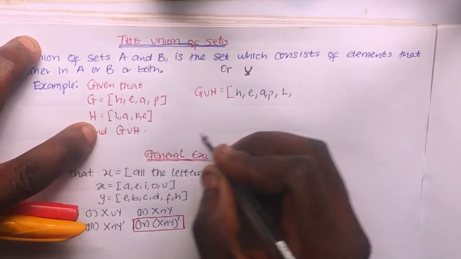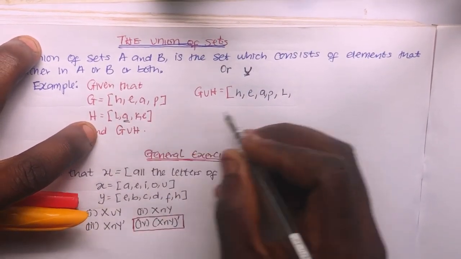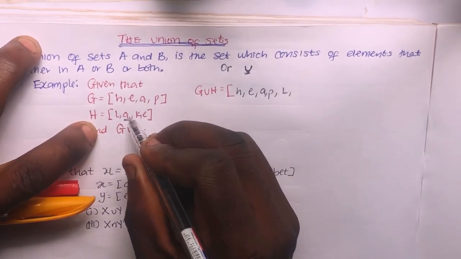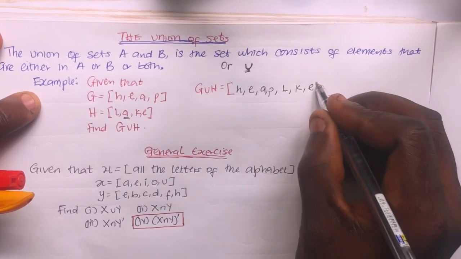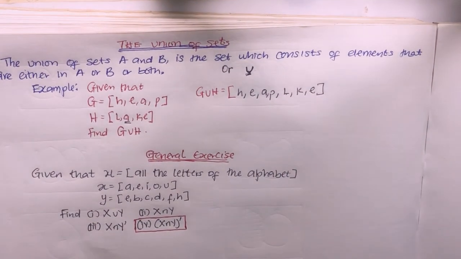L, you are going to write it together. But take note of this A. You are not going to include A again. Since A is found here, they are not going to repeat it twice. So in this case, you have K and also E. Can you say in short, it is just known as what?